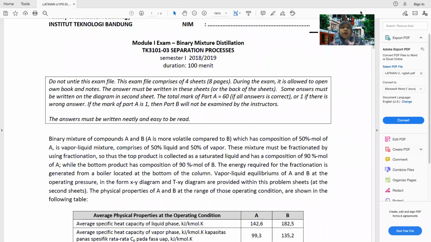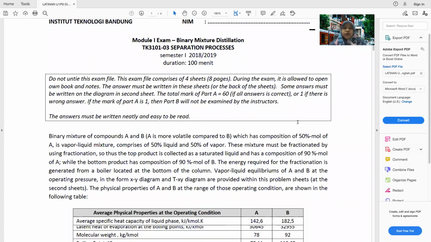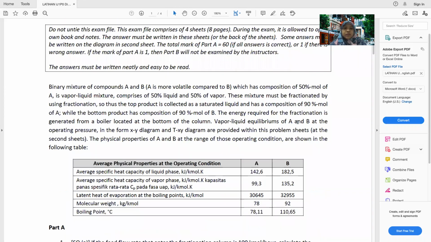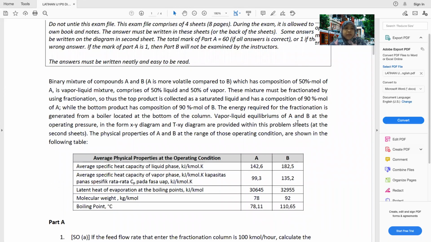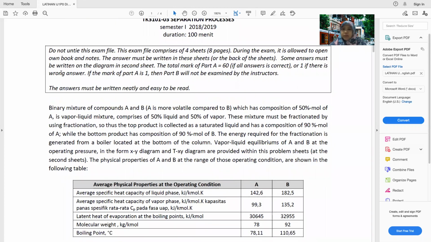Today we're going to look at an example of a module exam. This is from 2 years ago, for the 2016 class. Let's have a look, and let me know if you have any questions about solving this problem. This is a typical problem about a binary mixture, of course.